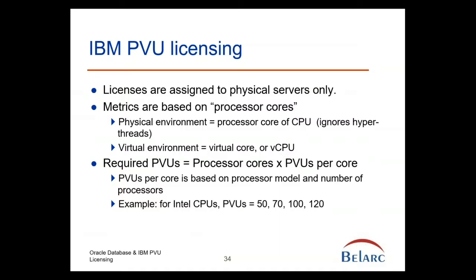The normative value is 100. If something is more powerful because it's on a bigger machine or has a more powerful CPU type, then it will be 120 PVUs per core. And if it's on the weaker side, it will be 70. There is also an older value of 50, but that's essentially for much older machines now.